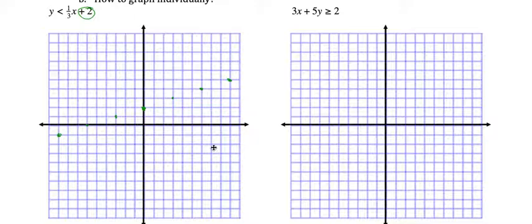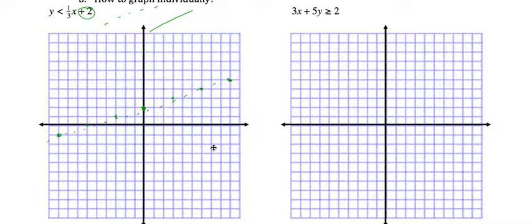Now, there are two major differences between graphing an inequality versus graphing an equation. One is you have to decide whether you're going to connect it with a dashed line or with a solid line. And it's the same decision you made when we did inequalities on a number line, open circle versus closed circle. If it doesn't count, use the dashed line. If it does count, use the solid line. Since it's not or equal to, we're going to use a dashed line for this one.